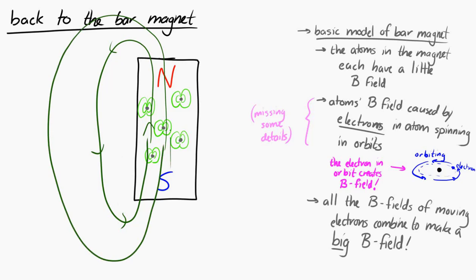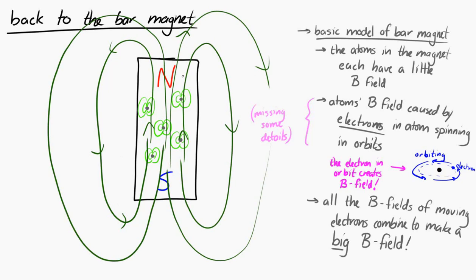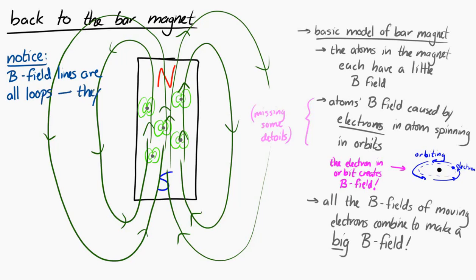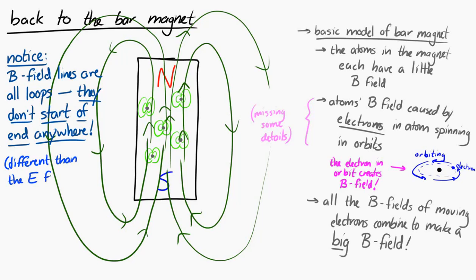All right. Now I also want to point out, notice that the magnetic field lines are loops. They don't start or end anywhere, which is different than the electric field. Now we're going to see a lot of other differences between electric and magnetic fields, so this is really just the first of many.